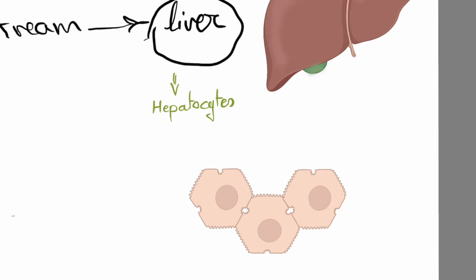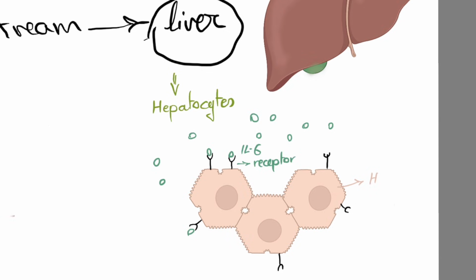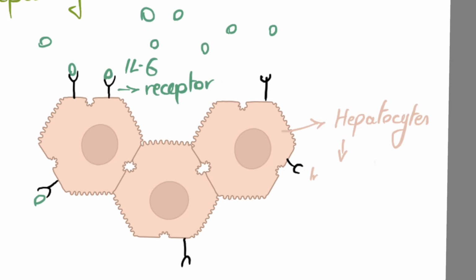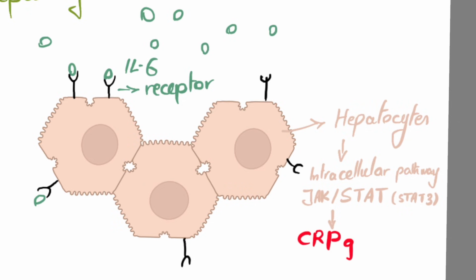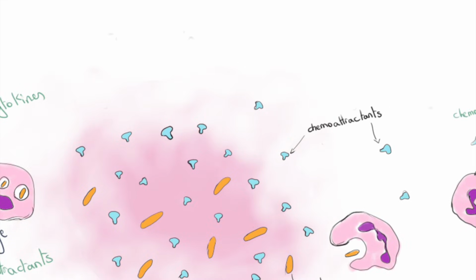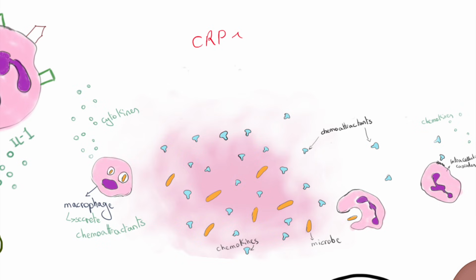Once interleukin-6 binds to its receptor on hepatocytes, it activates an intracellular pathway, mainly the JAK-STAT pathway, especially STAT3, which switches on CRP gene expression. As a result, CRP is produced and released into the bloodstream, and during significant inflammation, its levels can rise quickly and become quite high. CRP is part of the body's immune activation.